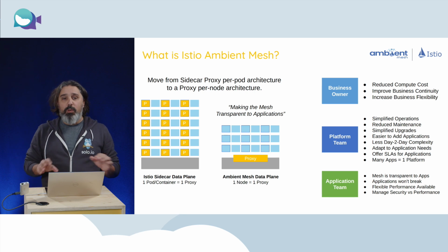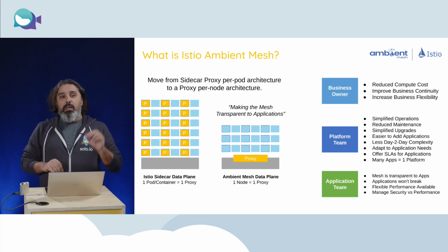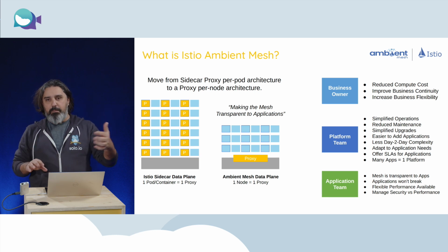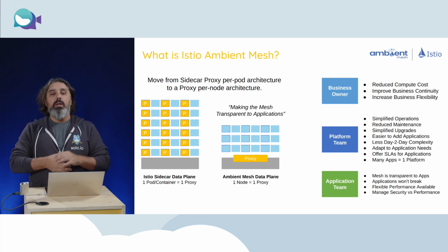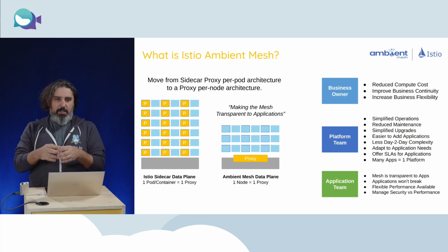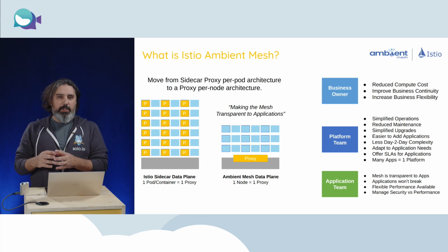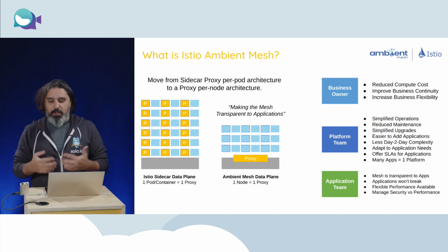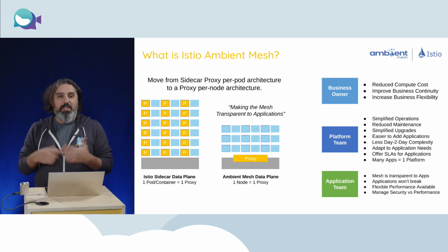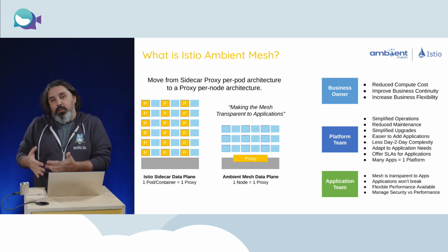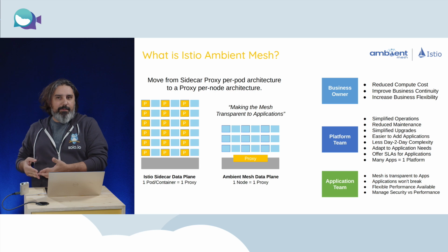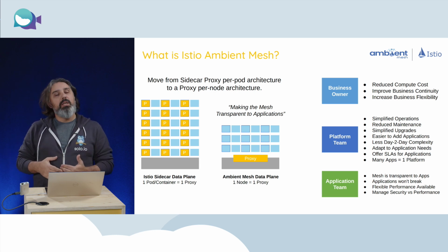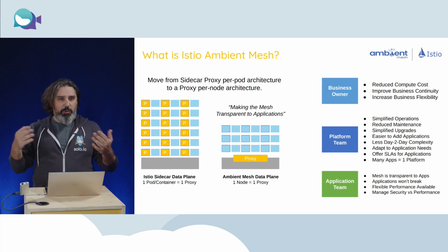So, what is ambient mesh? On the left, you see the classic model with a sidecar per pod. Now imagine you can combine these sidecars into one proxy and run it per node. That's all you need, right? So all these pods living on the same node can have their traffic intercepted by one proxy, and that proxy will serve multiple applications.